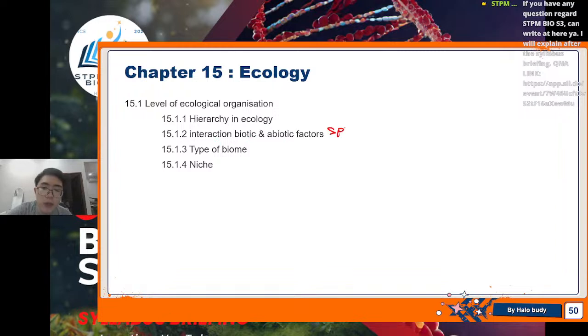This one you already learned in SPM, so normally your school teacher will not focus on this. The third topic is types of biome and also niche. You have to learn niche and also their types and also examples.